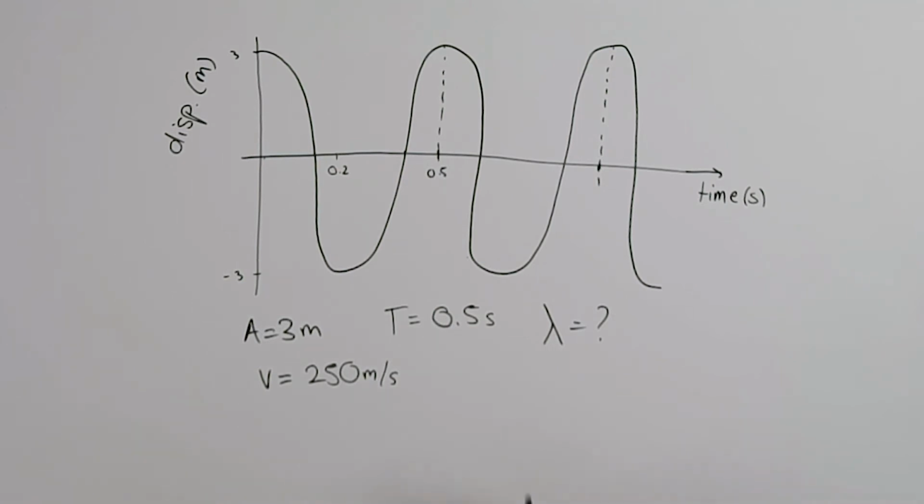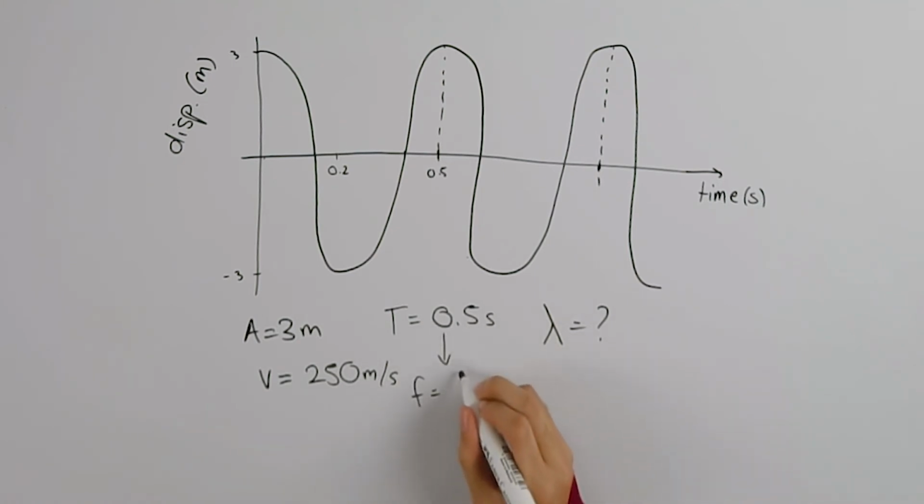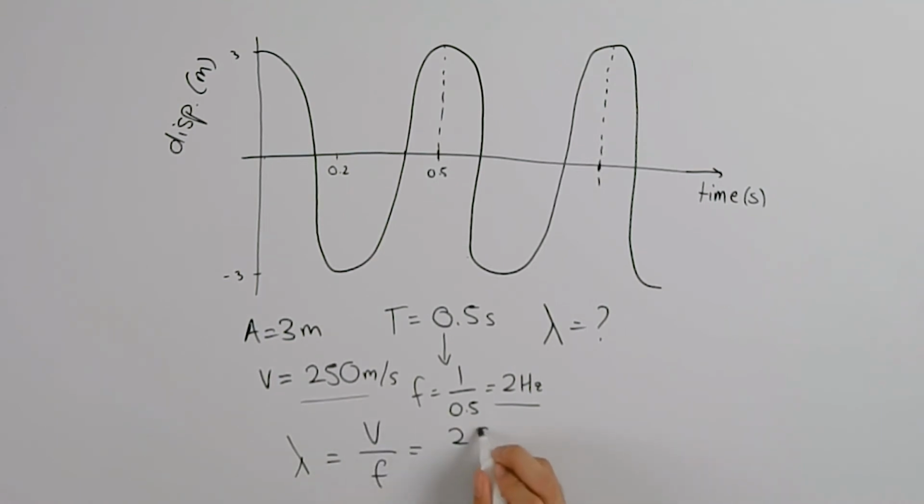The answer is yes, we can, because remember, we can convert our period into a frequency using the reciprocal formula. And now we have the frequency, we have the velocity, so that means we can work out the wavelength. Remember, the wavelength is equal to the velocity divided by the frequency. So we have 250 meters per second divided by 2 hertz, which is going to give us 125 meters.